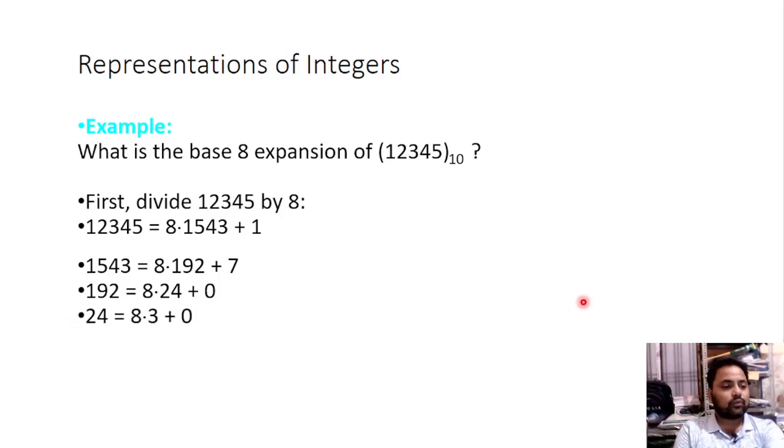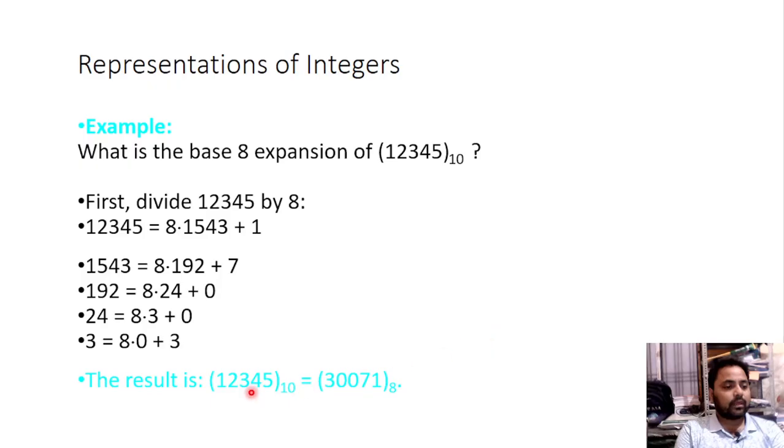Same, 24 equals 8 times 3 plus 0. Same, 3 is equal to 8 times 0 plus 3. And the result is 12345 base 10 is equal to 30071 to the base 8. Here we are going from bottom to the top of the remainders. You can see here 3, 0, 0, 7, 1.